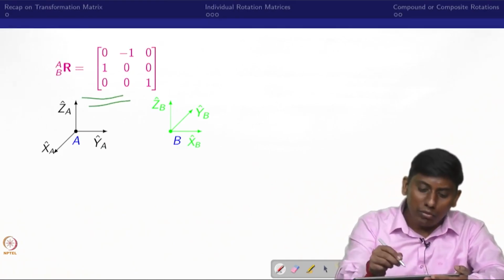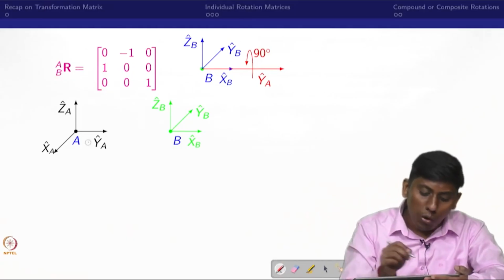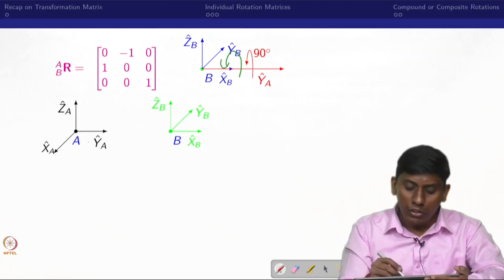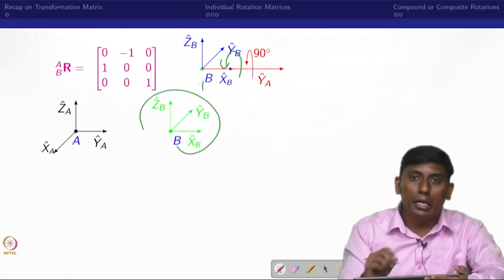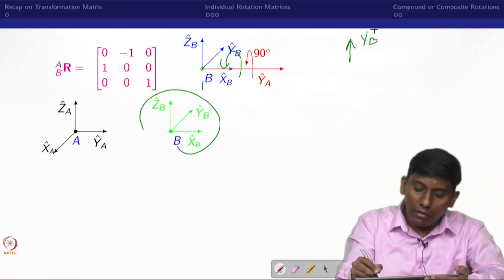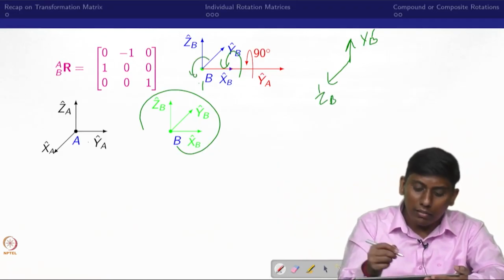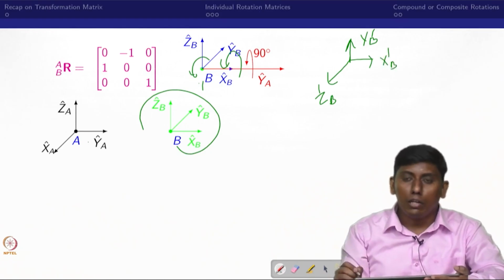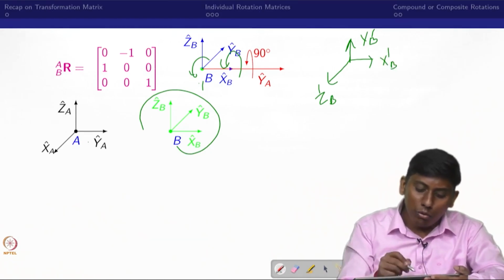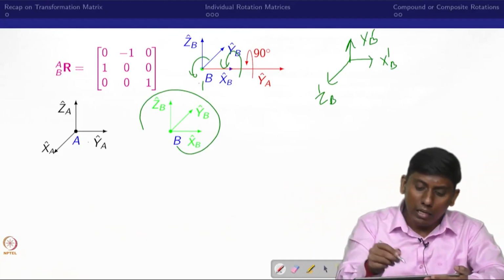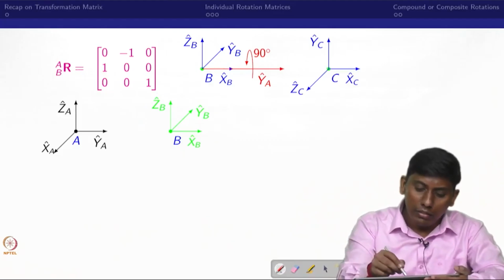Now what I am taking is a rotation about YA by 90 degrees, in the sense you are rotating by 90 degrees. So you have taken a B frame here and you are rotating. If you rotate 90 degrees, YB dash will come and ZB dash will come, and this would be XB dash, right. So now we have taken the rotation with respect to YA fixed, and we can write that rotation matrix.